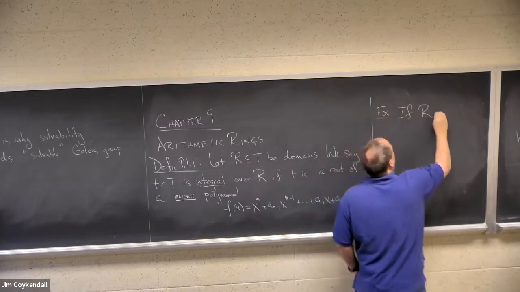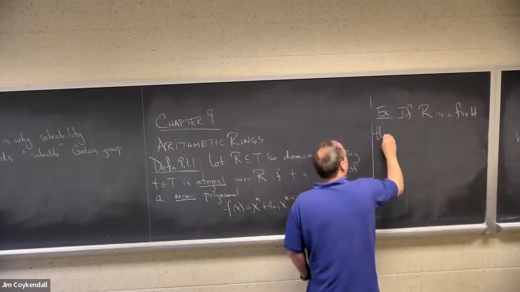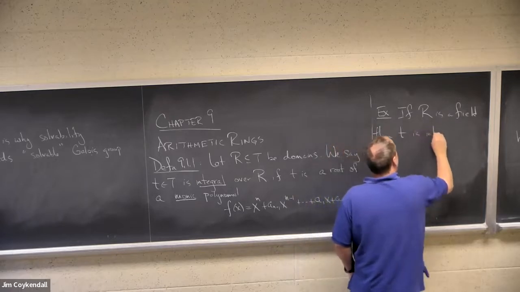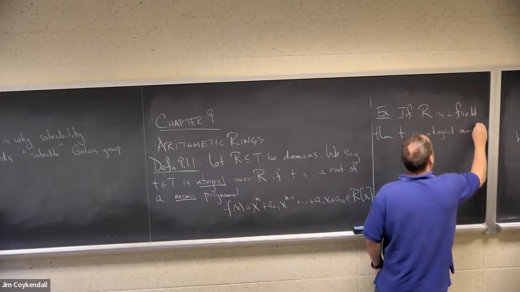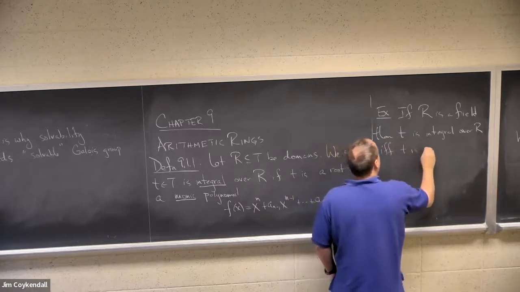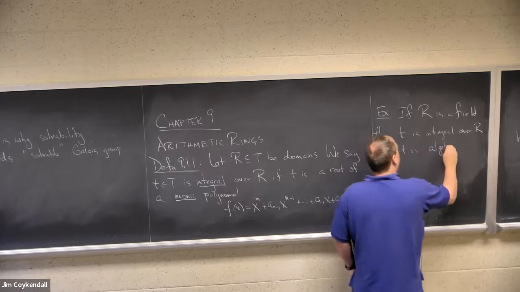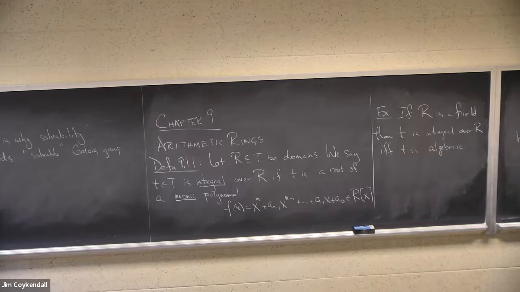if R is a field, then integral is the same as algebraic over R. If it's integral, it's clearly algebraic. And if it's algebraic, then all you have to do is divide out by the leading coefficient to make it a monic polynomial. And if you're in a field, there's no harm done.